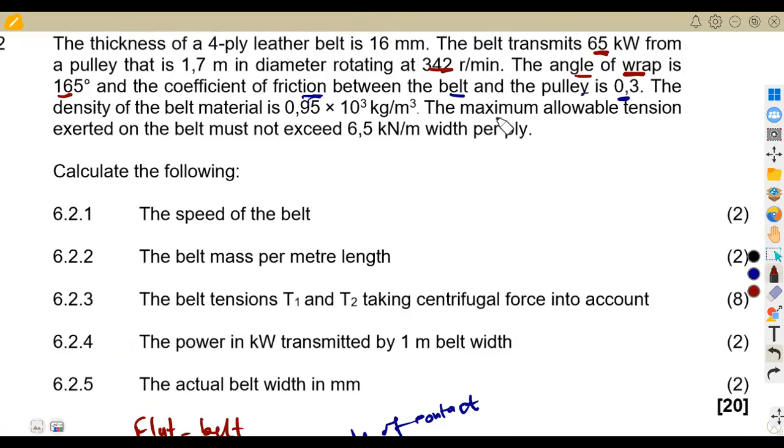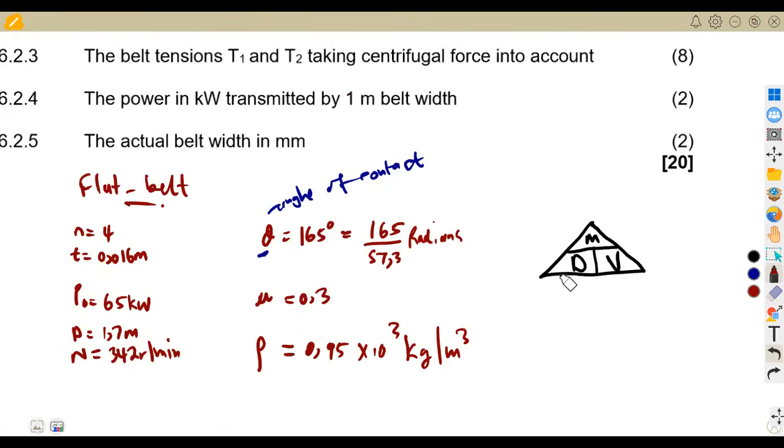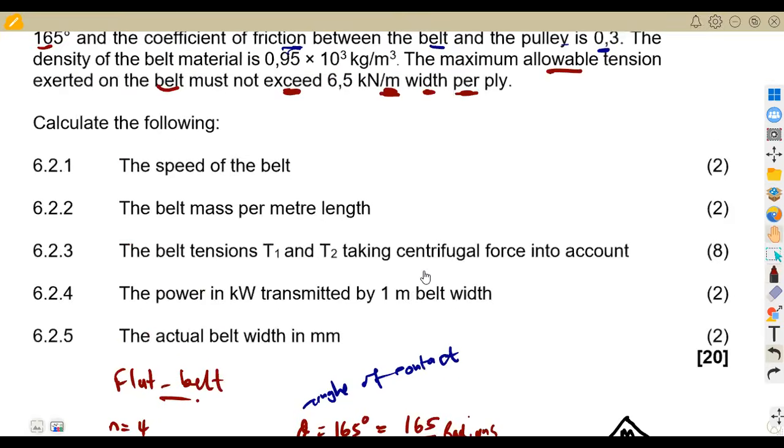Then we are also given the maximum allowable tension exerted on the belt, which must not exceed 6.5 kilonewton per meter width, meaning per 1 meter width per ply. So this is the maximum allowable tension, which is given as F_T. The width is taken at 1 meter in this case, per ply. So be careful on how you apply this in your formulas. That is the whole information that we are given.